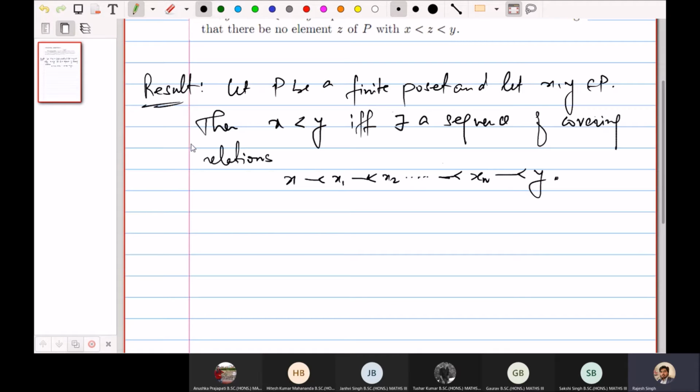So can anyone suggest how to prove this?